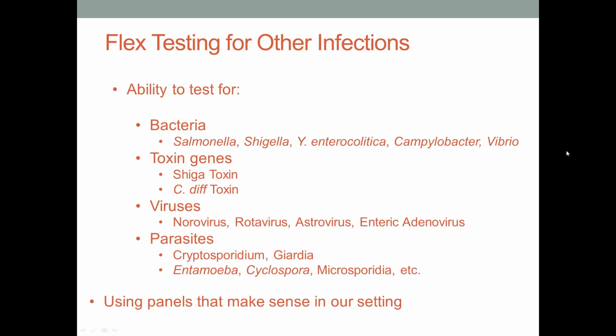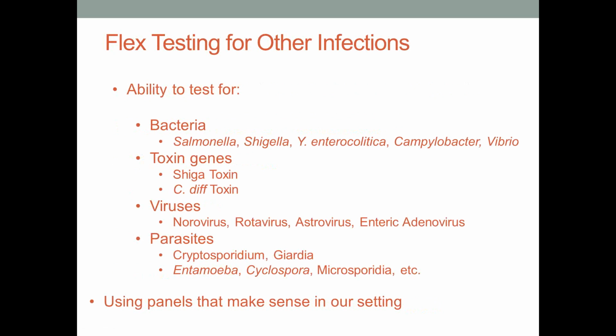And then we'd like to be able to test for a wide range of targets, but not on every patient. So we'd like to be able to test for the common bacteria that we look for in stool culture right now. We'd like to be able to look for Shiga toxin. We'd like to look for C. diff toxin when that's the appropriate thing to look for. We'd like to look for some of these viruses that we know are the most common cause of gastroenteritis in the community. And then when we need to look for parasites, we'd like to be able to start with Cryptosporidium and Giardia, or when it's appropriate for our patient, to look for some of these other less common parasites.